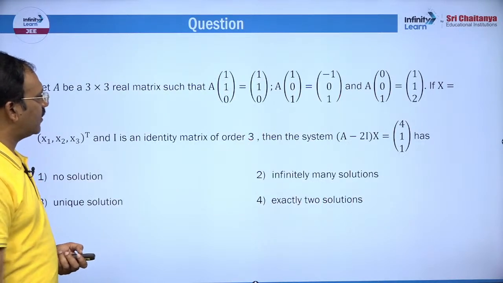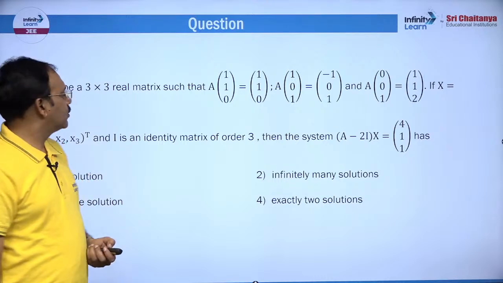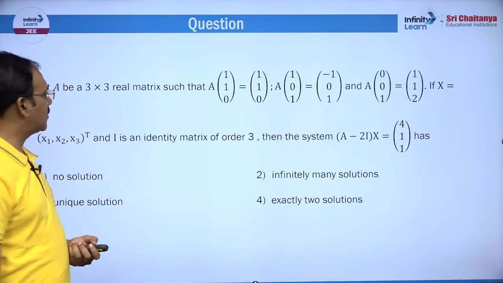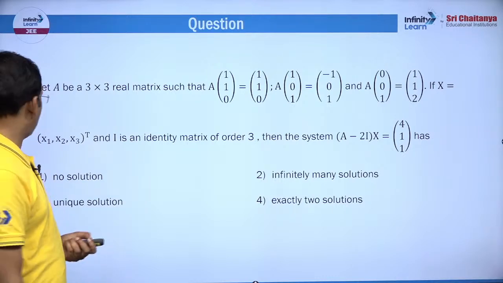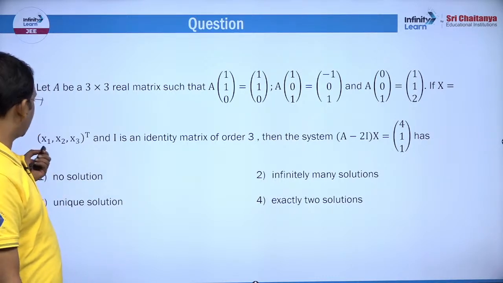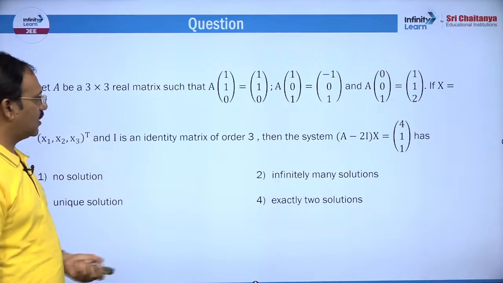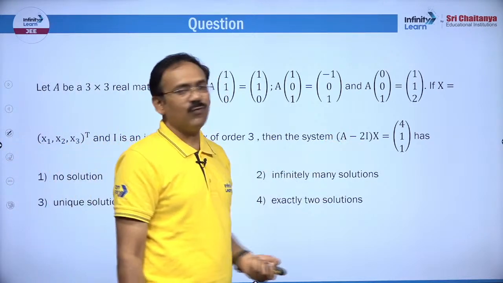The next, my dear friend, this is another one. So, A is a 3 by 3 matrix where 1 1 0 like this, the sum product is given and x is given like x1 x2 x3 column matrix, A minus 2I into x is 4 1 1.